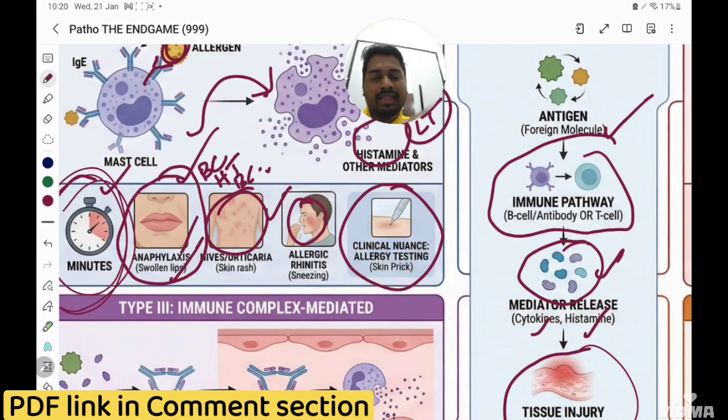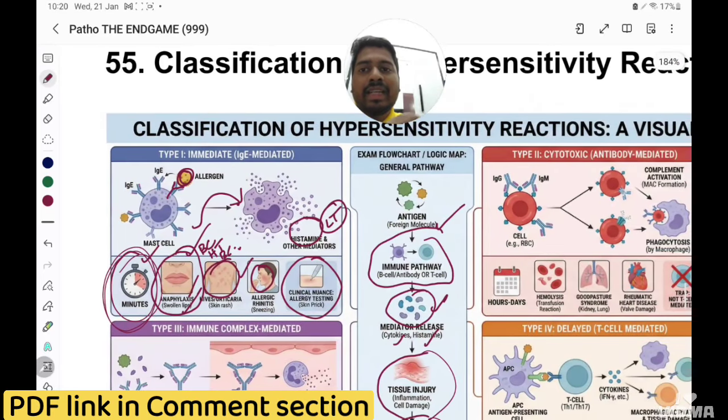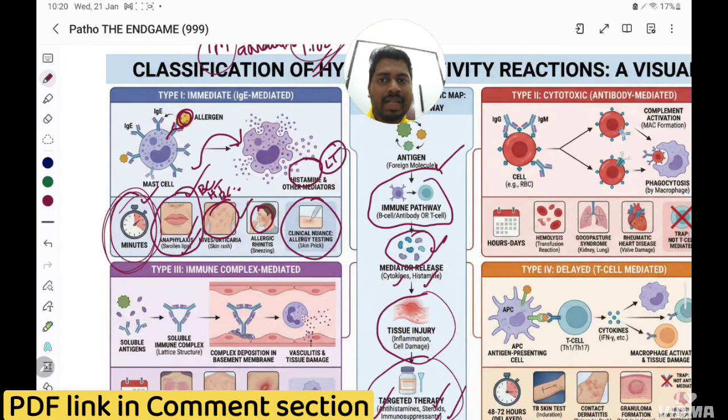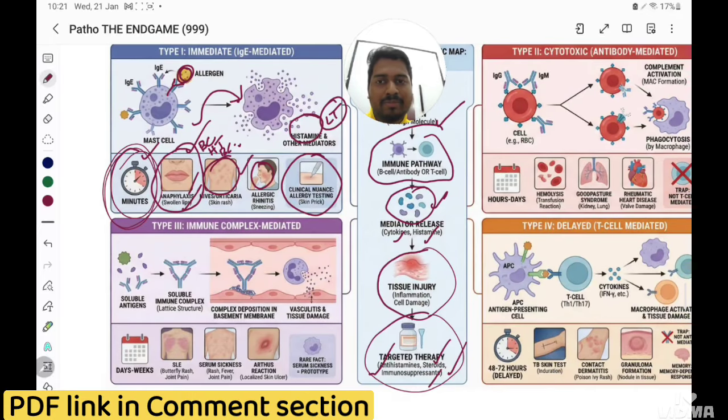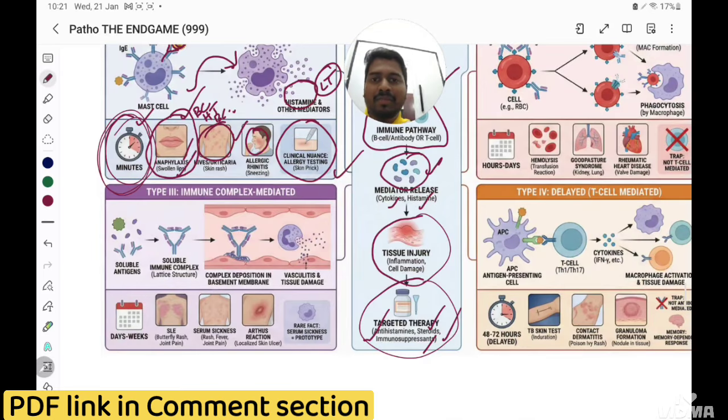Anaphylaxis is a life-threatening condition that requires immediate administration of intramuscular adrenaline, at a concentration of 1:1000. This is the concentration. This is about type 1, which is immediate and very quick. The prototypes are allergy and anaphylaxis, and we use the skin prick test for type 1.